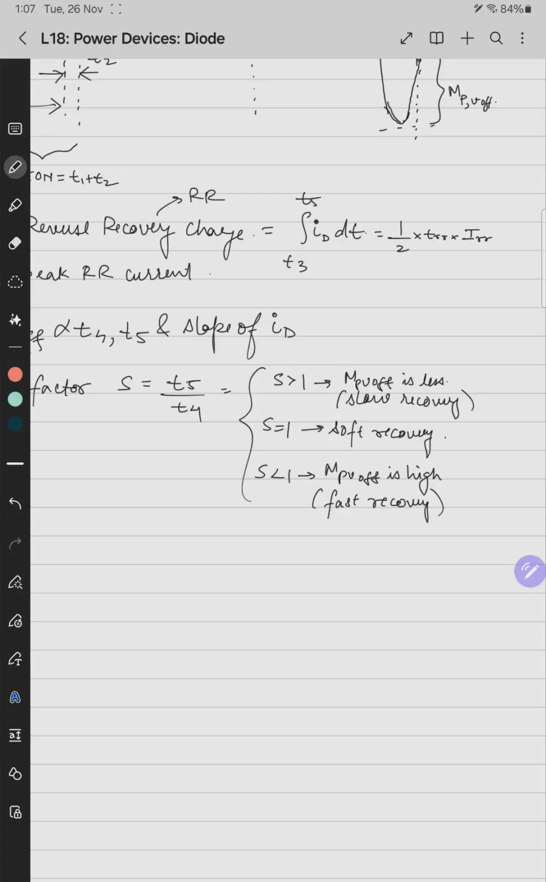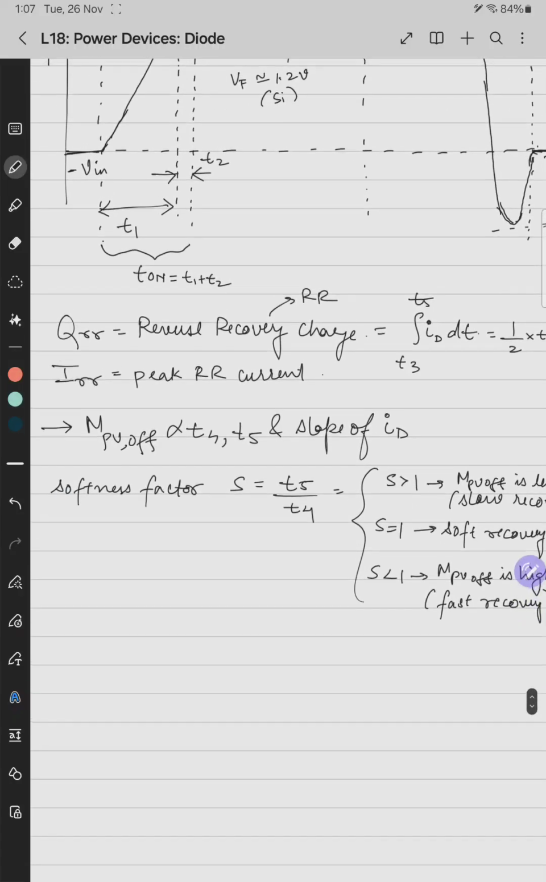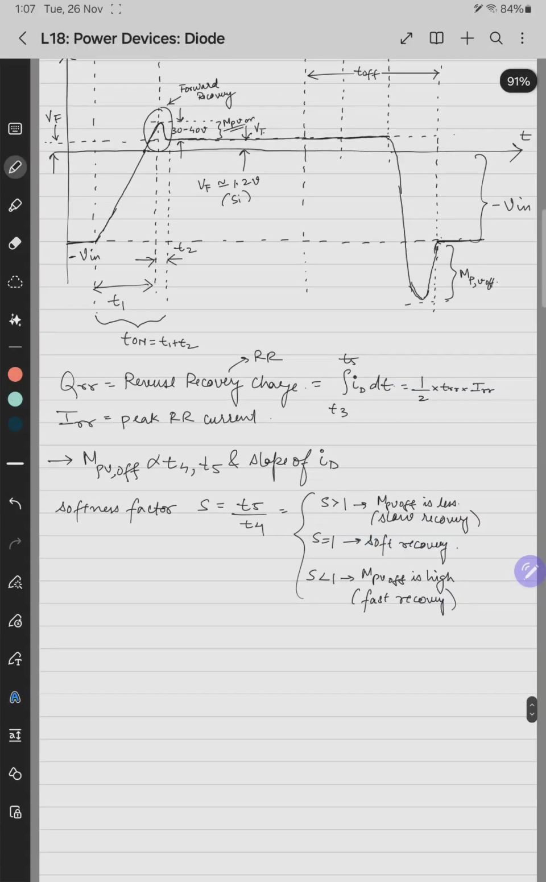So the two important characteristics or parameters of a power diode are QRR and TRR. Here TRR is the reverse recovery time. So QRR and TRR are important.